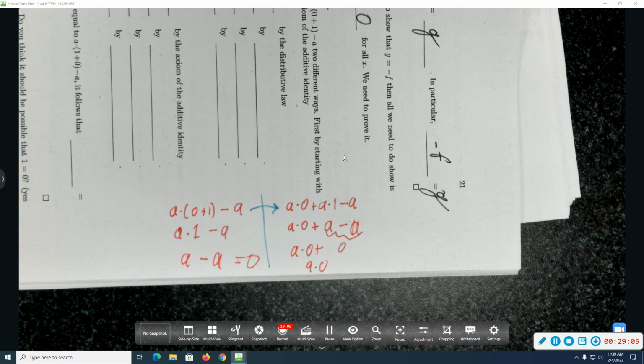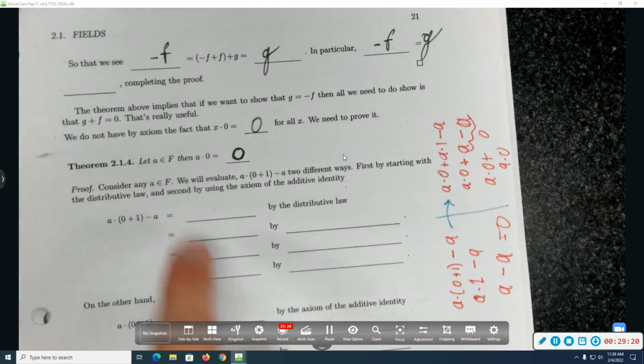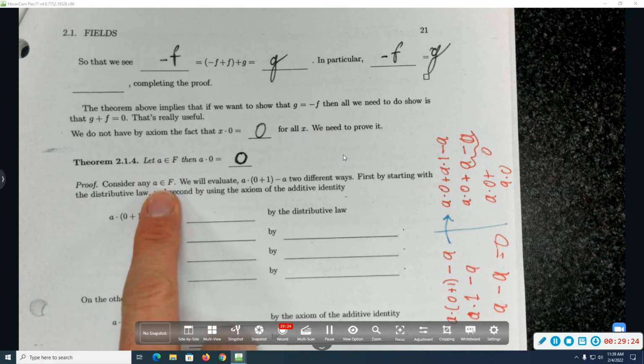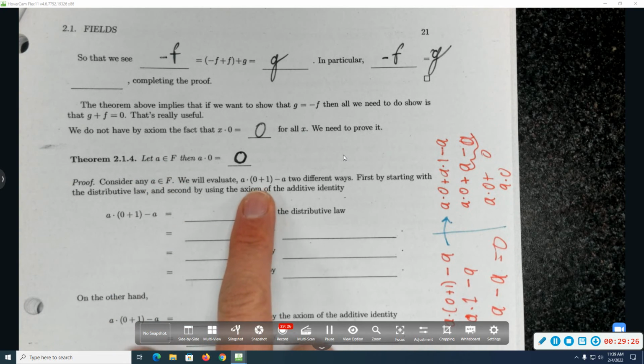In terms of time, I feel like I'm talking a little slow. Do people want to take the time to fill in the spaces in the actual argument? People would like to see that done? Let's do that. Consider any a in the field f. You need to start with your assumptions. We will proceed by evaluating a times 0 plus 1 in two different ways.